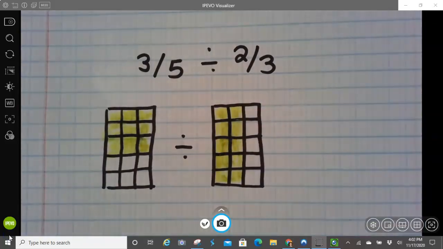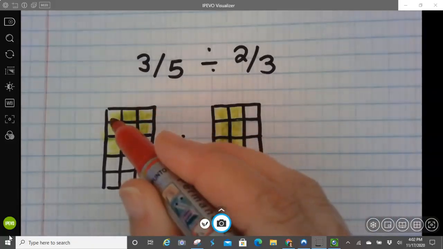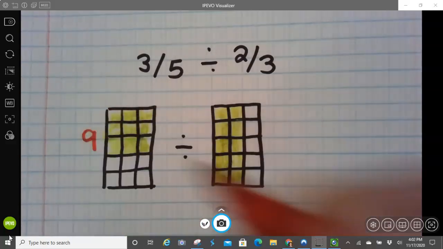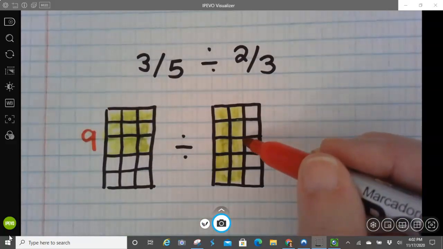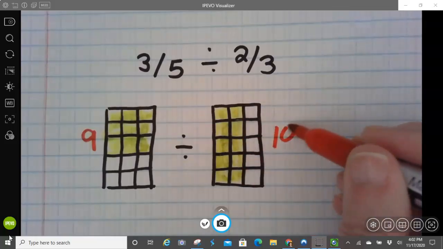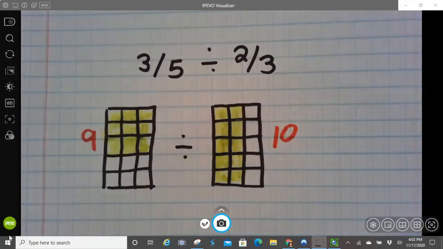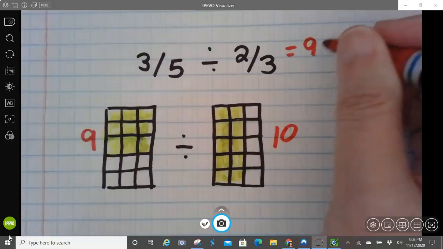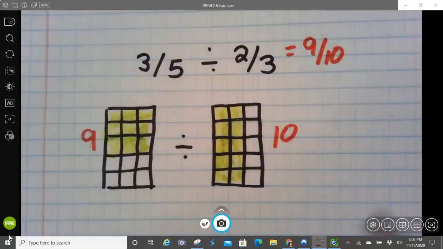Now that I have the fractions modeled, I need to count how many shaded parts are in this one. 1, 2, 3, 4, 5, 6, 7, 8, 9. And how many shaded parts are in this one? 2, 4, 6, 8, 10. So that means 3/5 divided by 2/3 is 9/10.